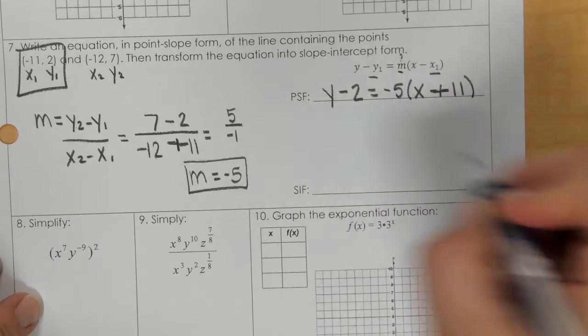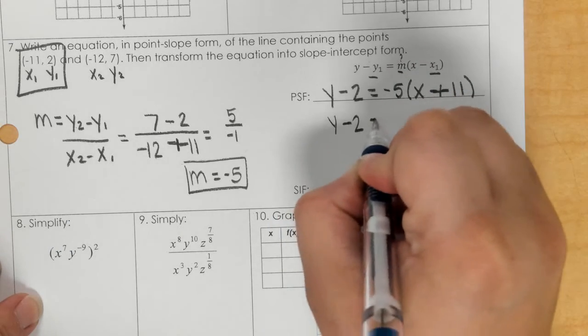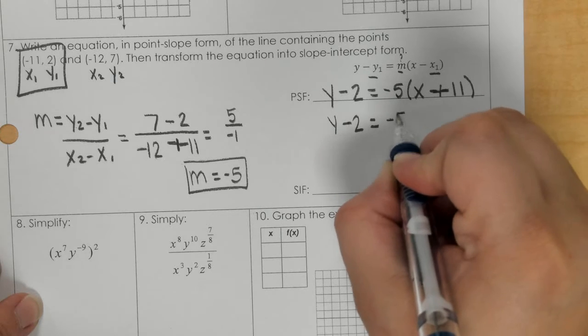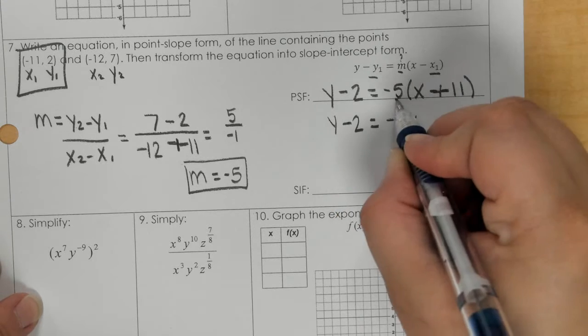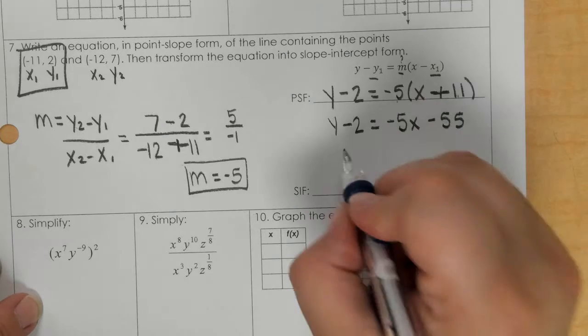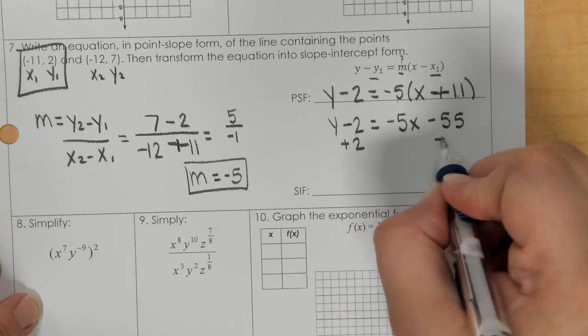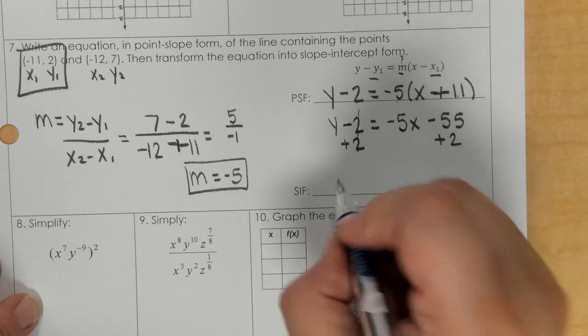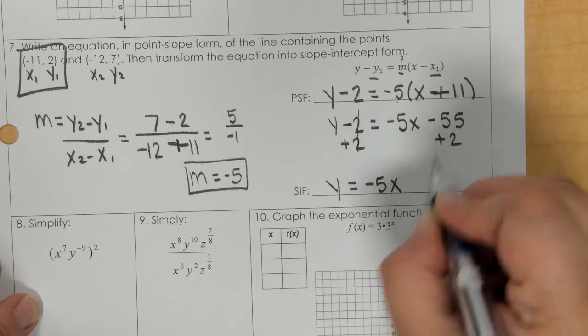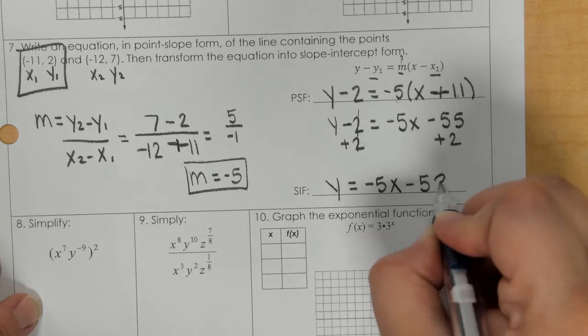Then I need to transform it, so I want to go ahead and distribute my -5. So -5 times x is -5x. -5 times 11 is -55. Then I add the 2 to get the y by itself. And then that becomes -53.